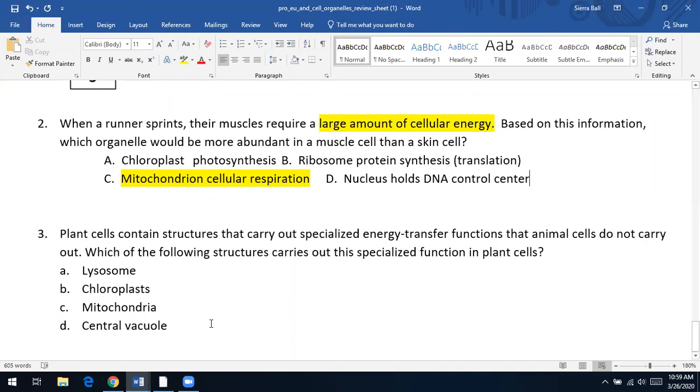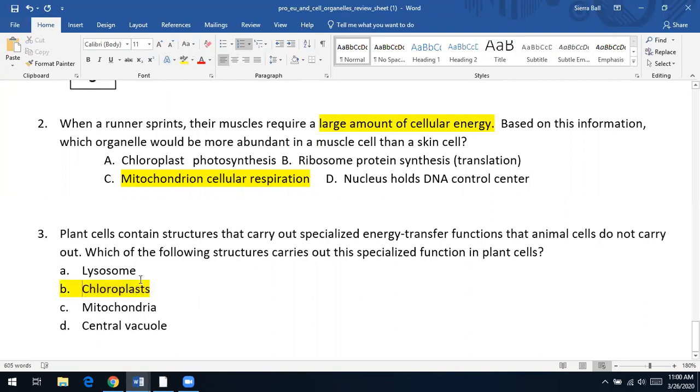Plant cells contain structures that carry out specialized energy transfer functions that animal cells do not carry out. Which of the following structures carries out this specialized function in plant cells? What process are they talking about? Photosynthesis. So what's the answer to number three? B.